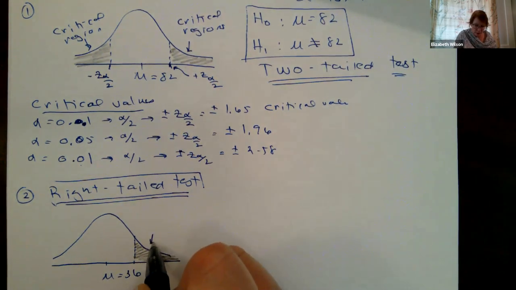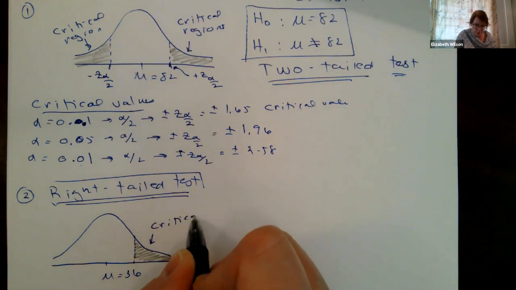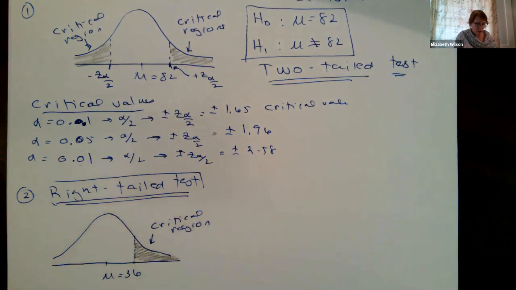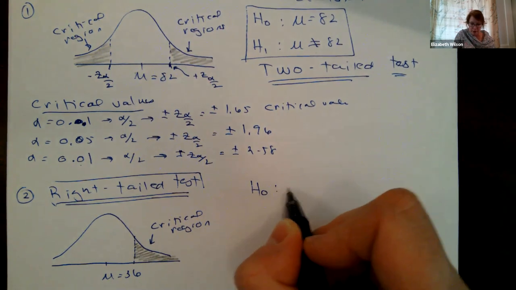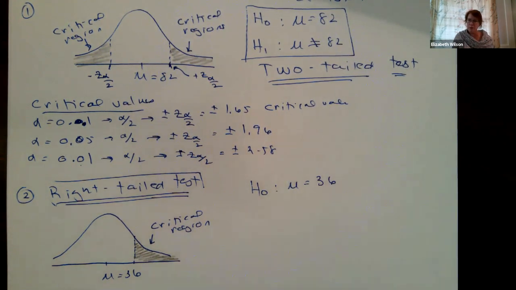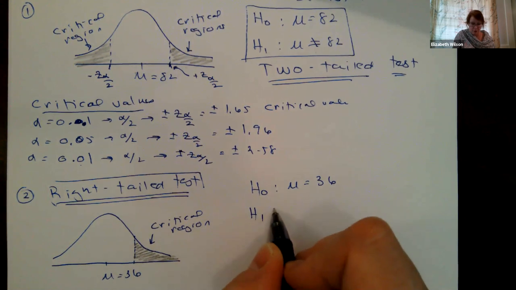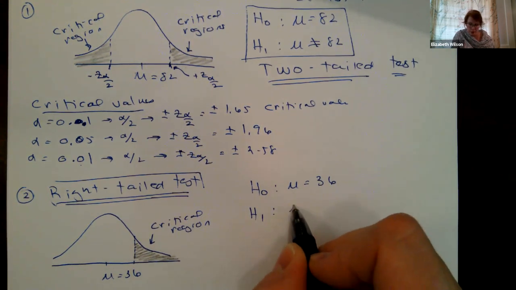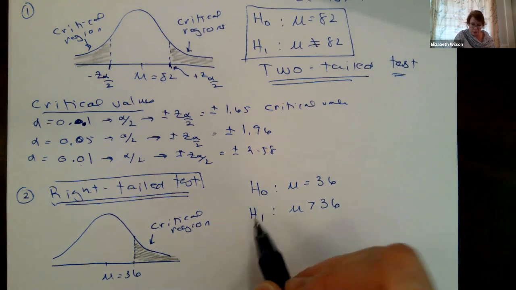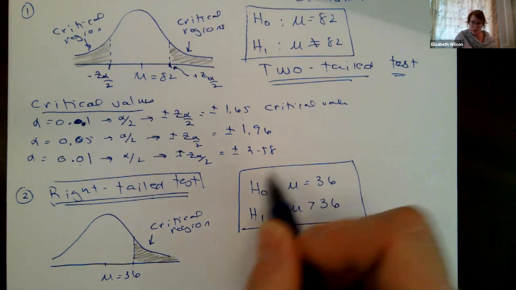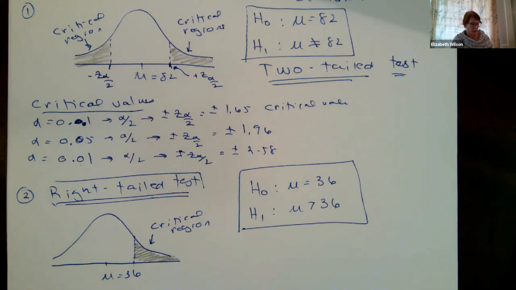Okay, so I'm going to write this out. This is our critical region. So our hypothesis is going to look like my null hypothesis states that the mean is equal to some value, 36. My alternative hypothesis states that the mean is actually greater than 36. Greater than, right? That's why we're on the right-tailed edge. Our critical region is going to be to the right-hand side of our mean. These are the values that are greater than our mean. We will see this in the description of the problem that we're working on.